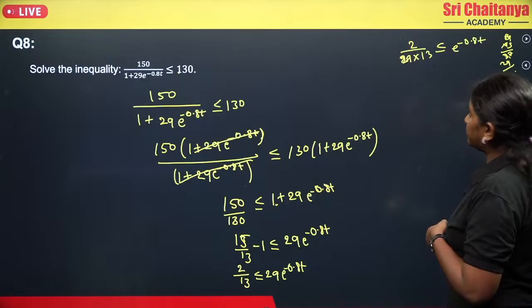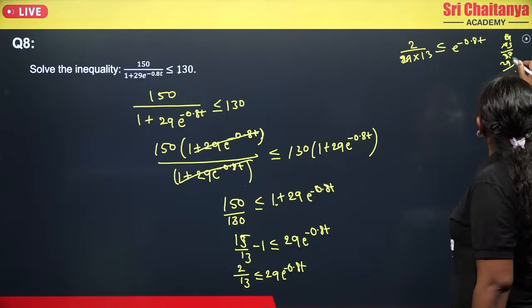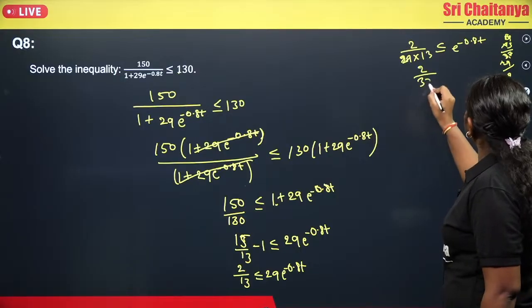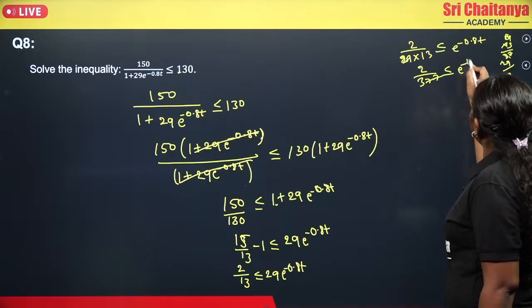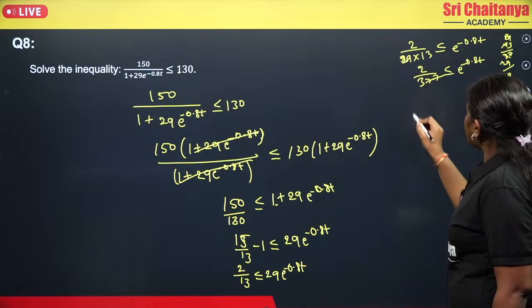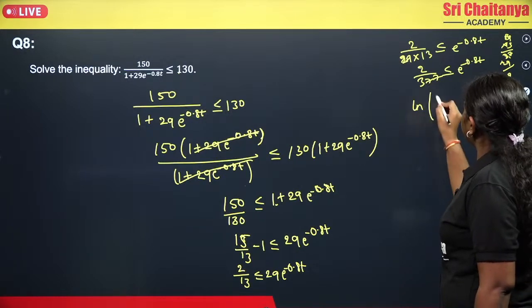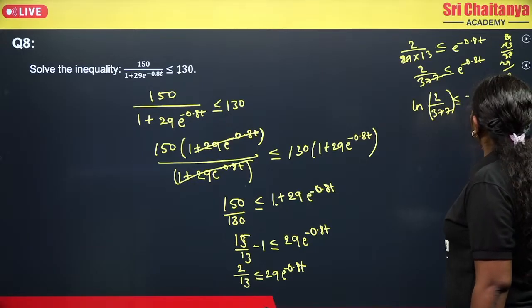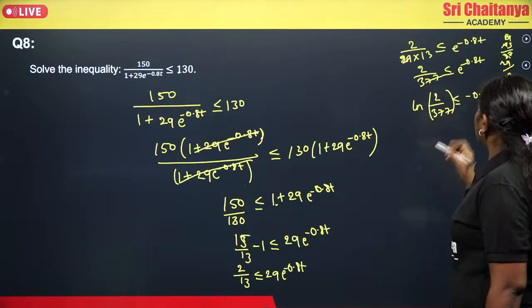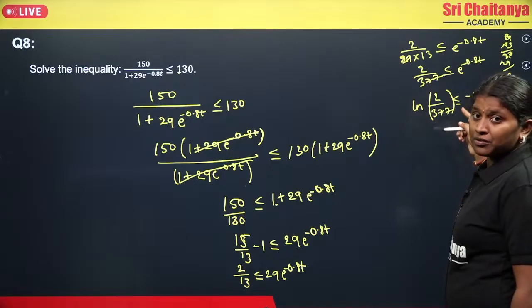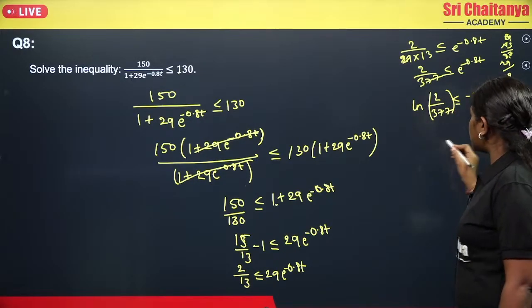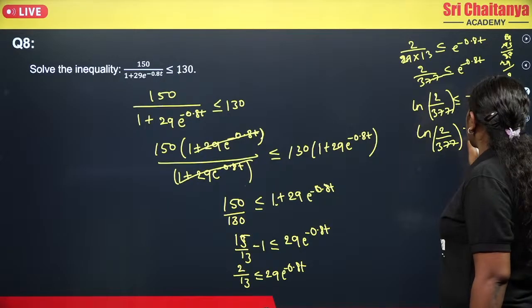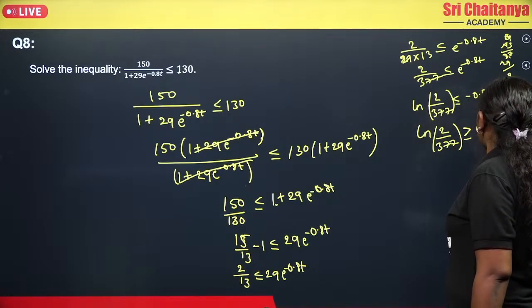Here it will be 7 and once again 7, 3. So that becomes your 2 by 377 less than or equals to e power minus 0.8t. After applying the ln, you will be getting ln of 2 by 377 less than or equals to minus 0.8t. In order to eliminate the minus, if you are multiplying with minus, you will get ln of 2 by 377 greater than or equals to 0.8t.